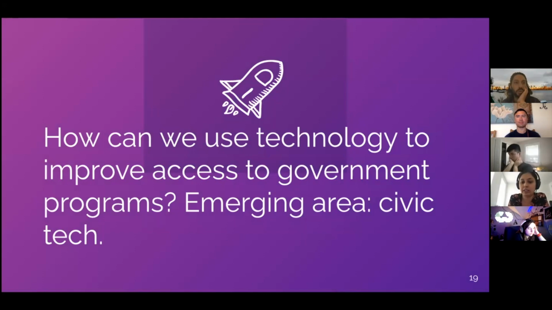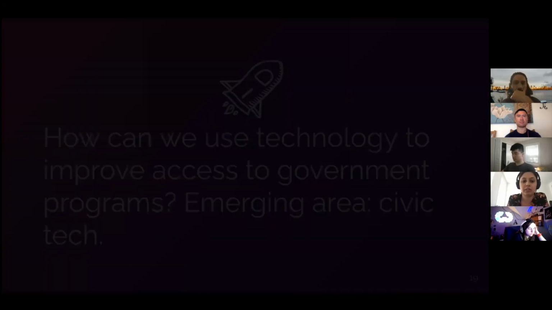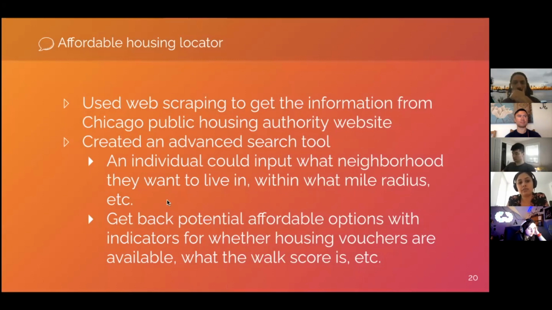This is an emerging area, and it's actually been around for a long time too, the idea of civic tech. It's used in a lot of countries where individuals have put together tech solutions to make sure that their citizens can more easily access government programs. One example of this that I've worked on is I used a web scraper. This is something you can make yourself to get information from a website. Just to be clear though, you can't always do it because there are laws saying that certain websites you shouldn't scrape. So you should always be careful to make sure it's okay with them before doing it.